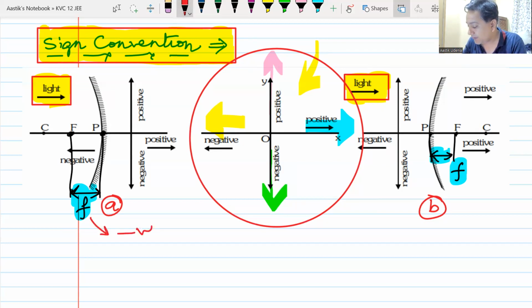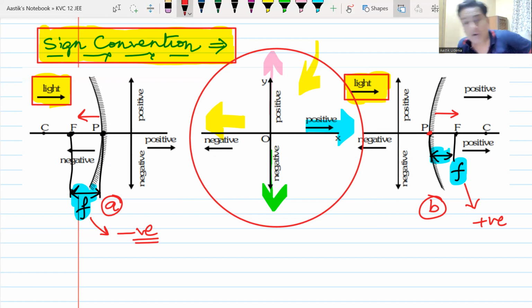Concave mirror would be negative, and the reason is it will be measured from the pole like this. It is in the opposite direction, and therefore it will be negative. What about the focal length of a convex mirror? Positive. The reason is it will be measured in this direction from the pole, in the direction of light rays, and hence it is always going to be treated as positive, whether you place it on the right hand side or left hand side or whatever side.